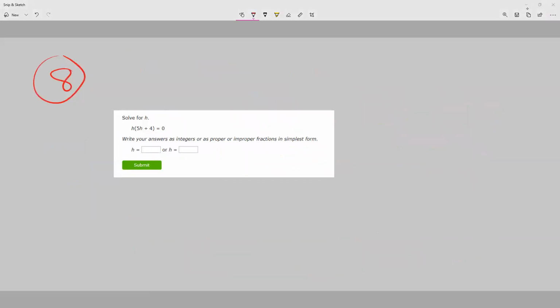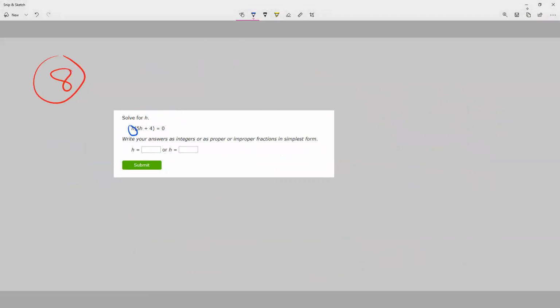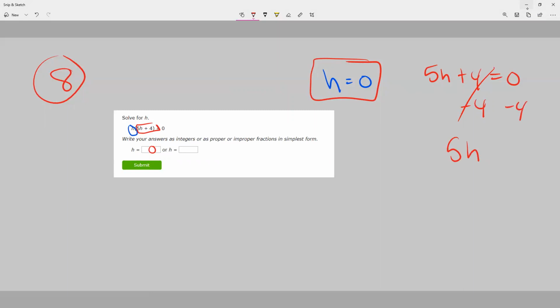So let's look at a different one. So this one's saying h times 5h plus 4. So I literally come over here and say either h equals 0 or 5h plus 4 equals 0. And then I solve each one. This is obviously the answer here. I don't have to solve anything. It's just h equals 0. But here I can subtract 4 and then divide out the 5. So that means h could also be -4/5 in order to turn this into a 0.